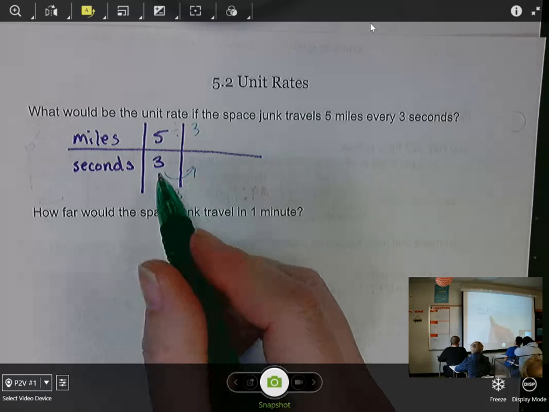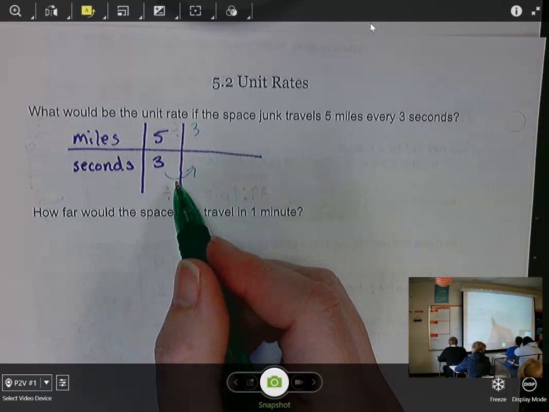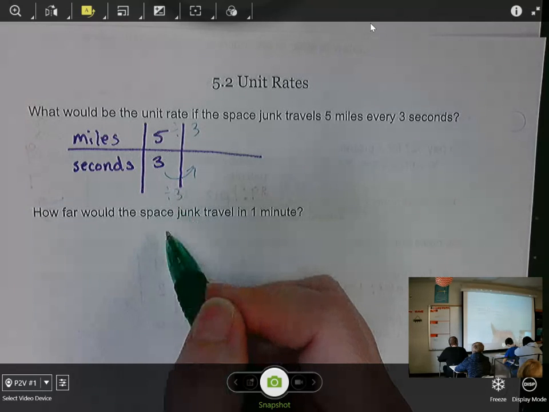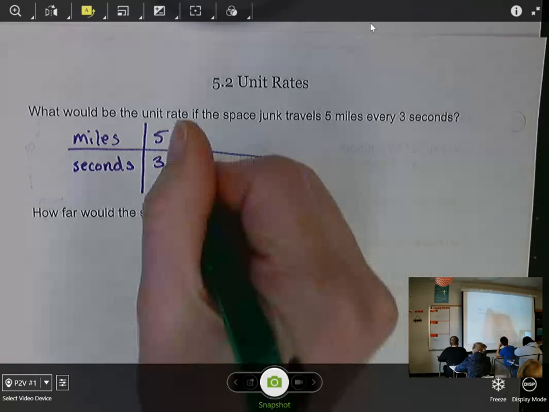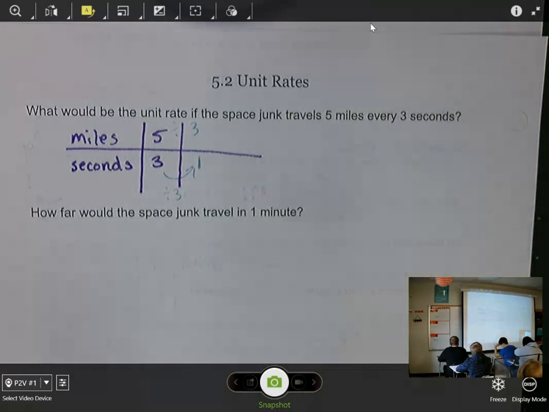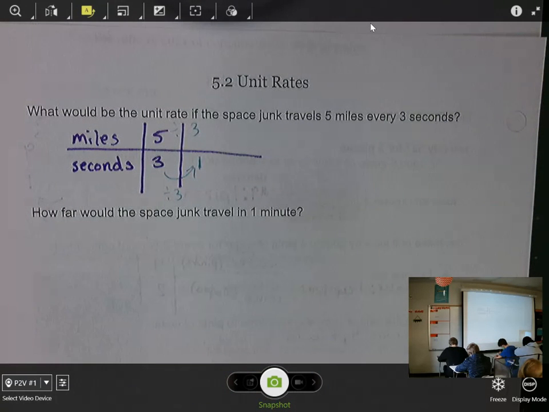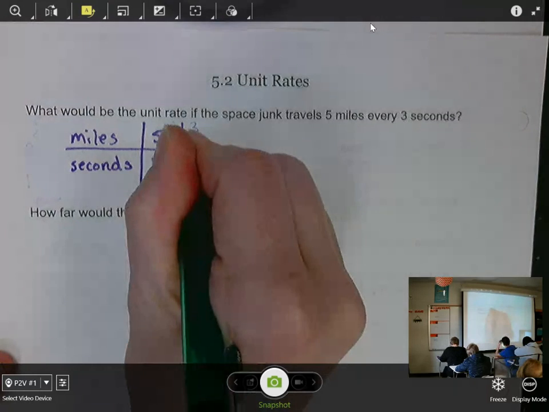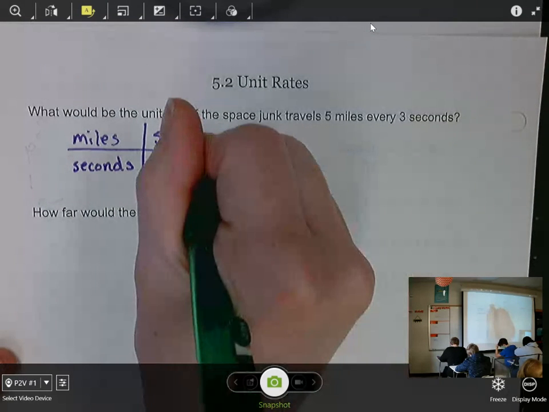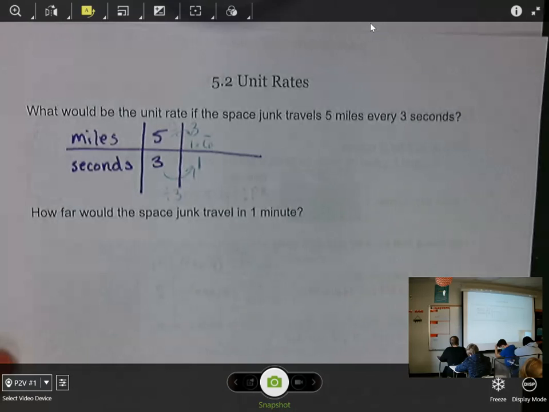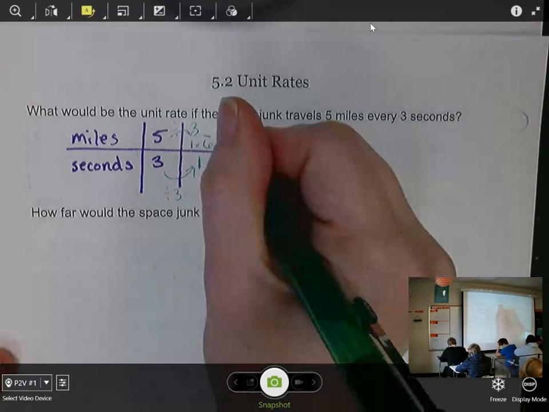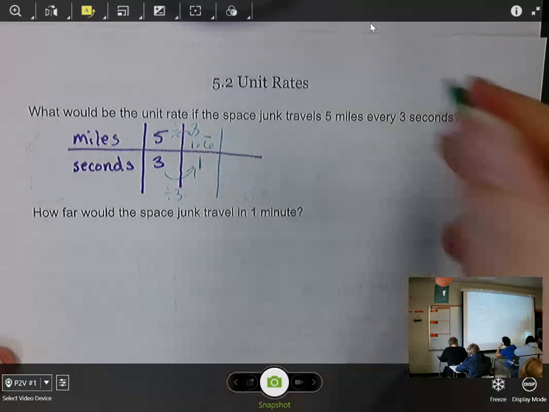All right, so now do 3 divided by 3. Trenton, what's 3 divided by 3? 1. Perfect. Now do 5 divided by 3. Amber, what do you get when you do 5 divided by 3? Okay, so 1.6 repeating. Perfect.